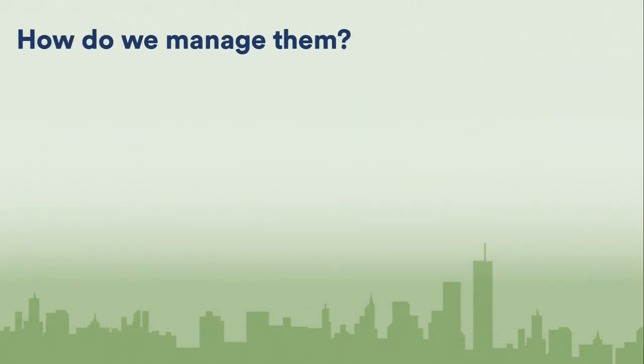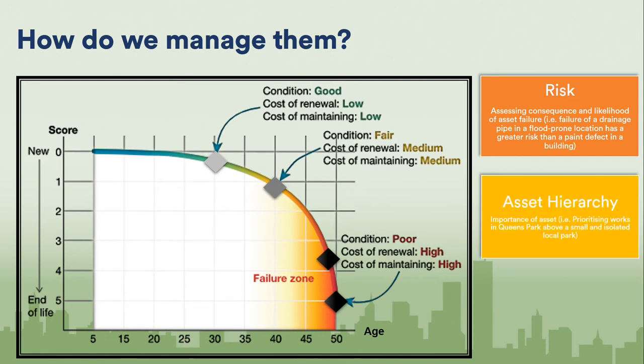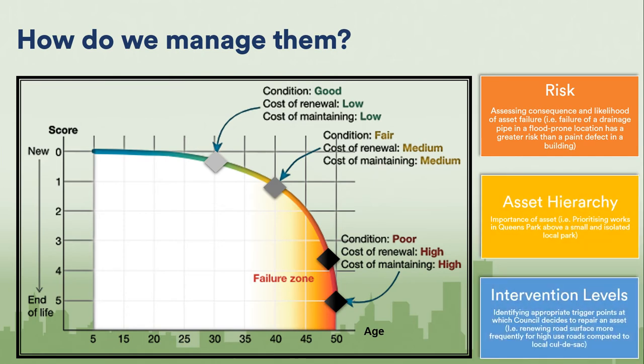When it comes to our strategy, we aim to adopt a lifecycle approach for managing our assets. What you see here is a typical degradation profile of an asset. It shows how an asset ages over time and how that affects the maintenance and renewal cost over its life cycle. Through rigorous modeling and evaluation, Council aims to determine the optimum time for treating the asset. This is done by considering factors such as risk, asset hierarchy, and various intervention levels.